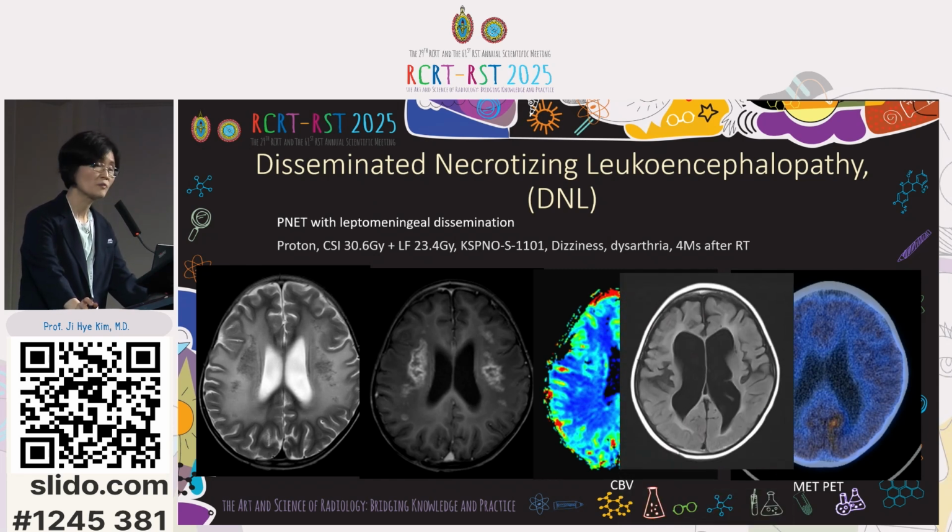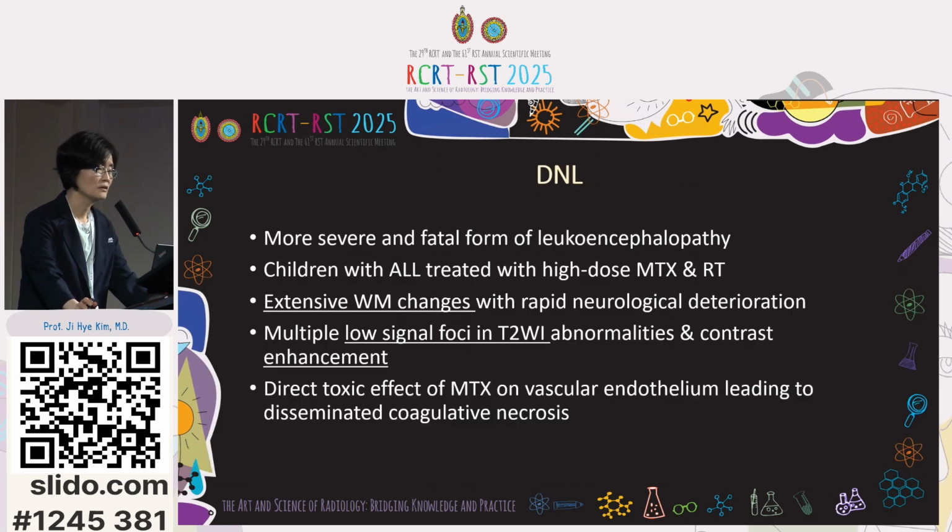On later follow-up images, we can see dilated ventricles due to extensive white matter loss. So DNL is the more severe, fatal form of leukoencephalopathy, originally described in children with ALL treated with high-dose MTX and RT. The extensive white matter changes, T2 low signal intensity foci, and enhancement are typical findings.